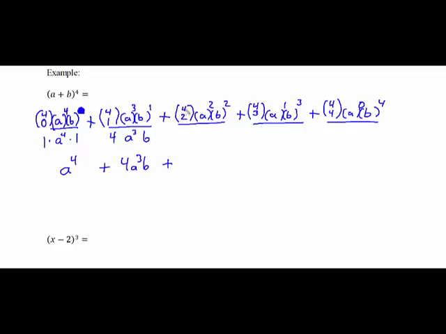In this case, choosing 2 items from 4 in any order, there are 6 ways to do that. And then we have a squared b squared, so this is 6a squared b squared. Choosing 3 items from 4 in any order, there are 4 ways to do that, with basically 1 left over. And then we have a to the 1st power, which is a, b cubed, which is going to be 4ab cubed.